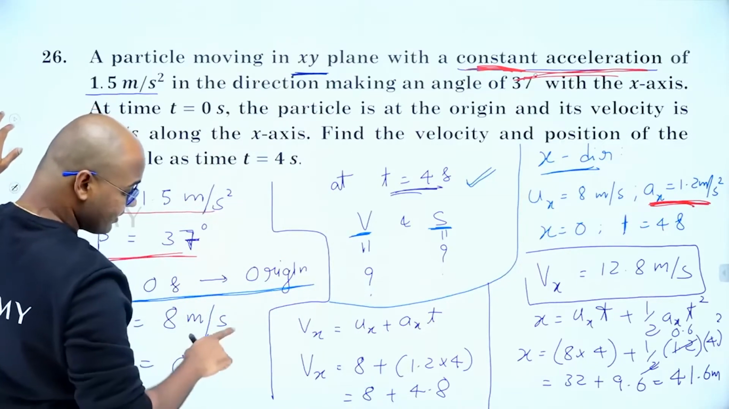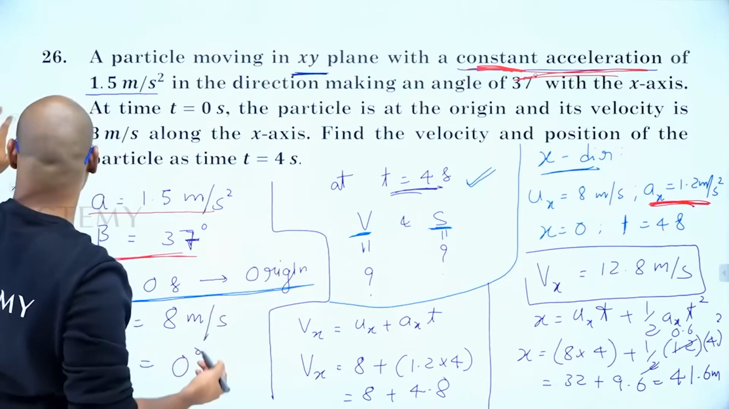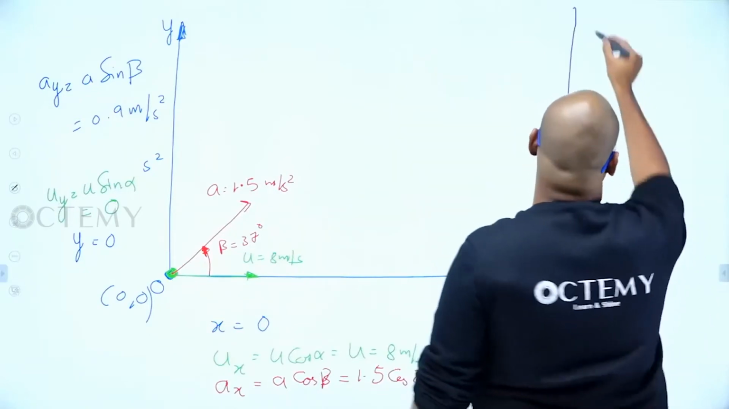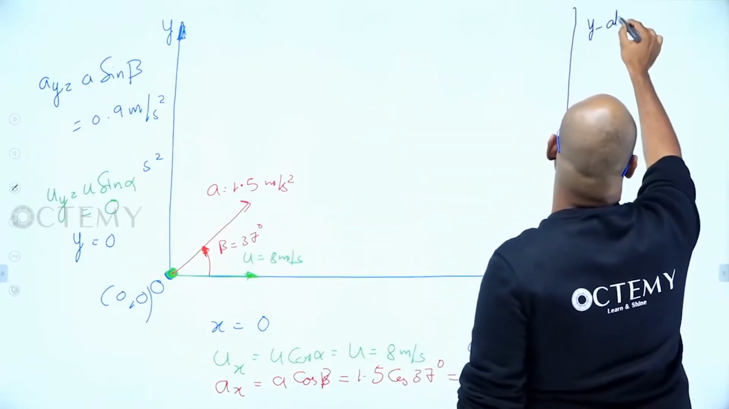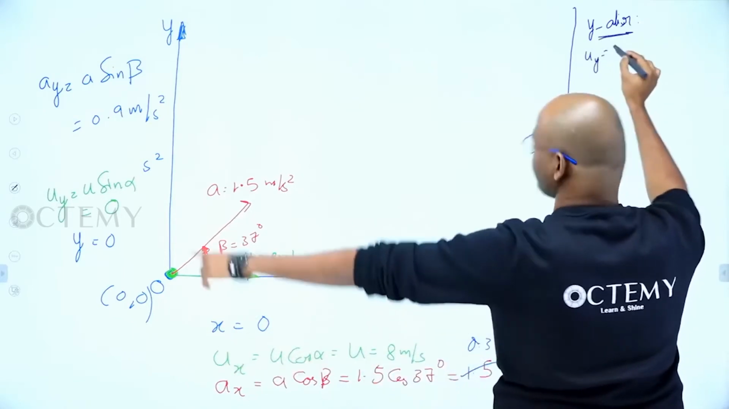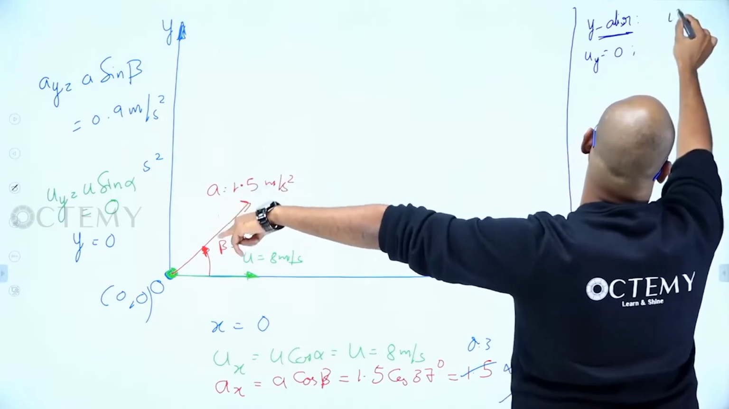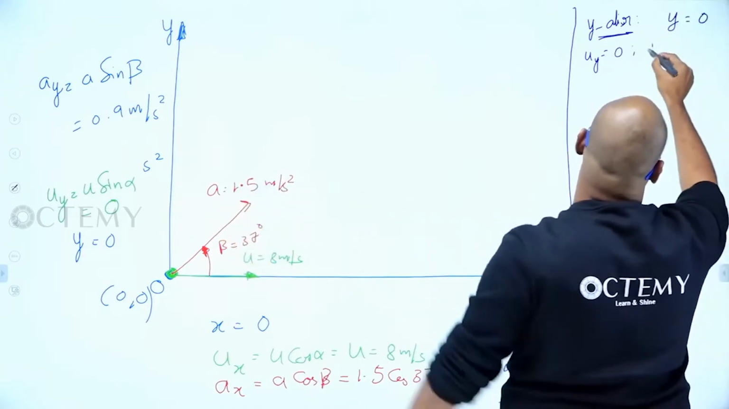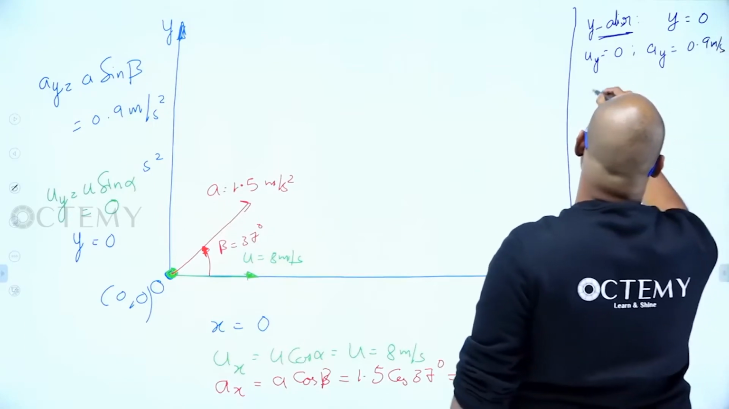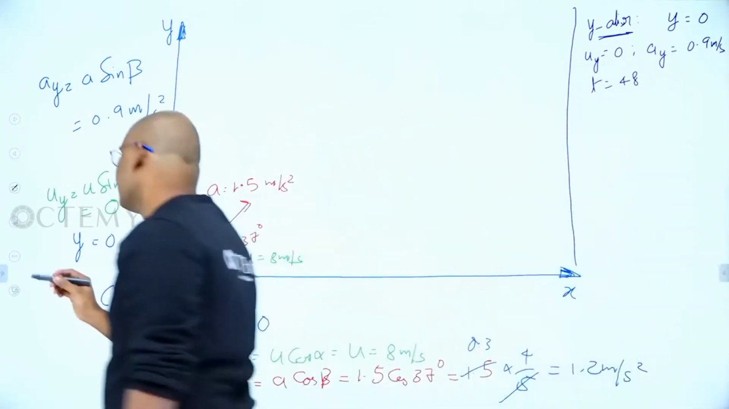Next, so I got final velocity and final position in x direction. Now go for the y direction. For y direction, what is given in the y direction? Initial velocity in y direction, you have the 0. Initially it is at origin, y equal to 0. Acceleration in y direction, 0.9 meter per second square. After time t equal to 4 seconds, again I want to find the same velocity and position.